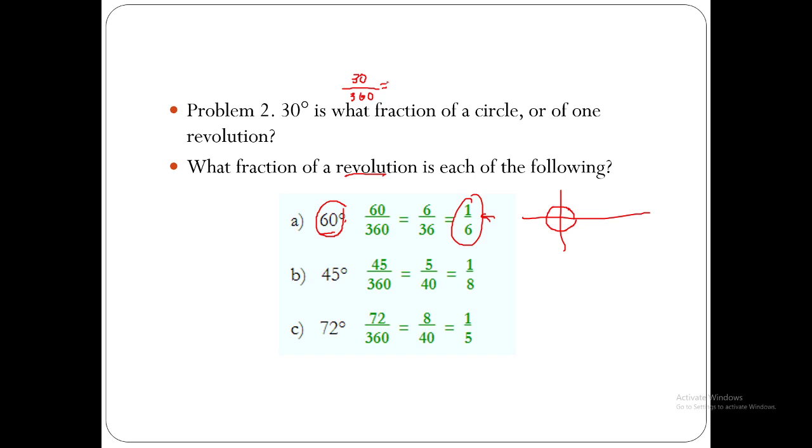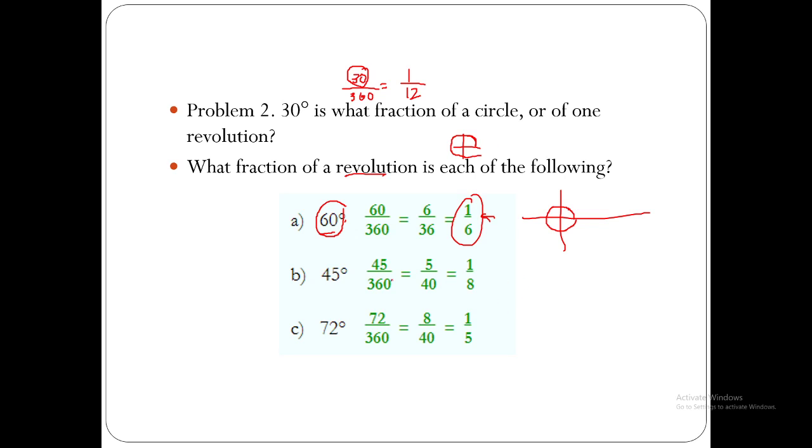By 360, that's 1 over 12. So, which means that 12 parts make one revolution of 30 degrees each. Meaning, 12 pieces of 30 degrees. So, 30, 30, 30, 30, 30, 30, until it forms 360.